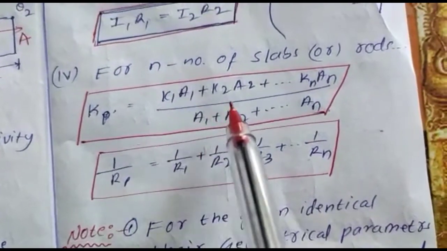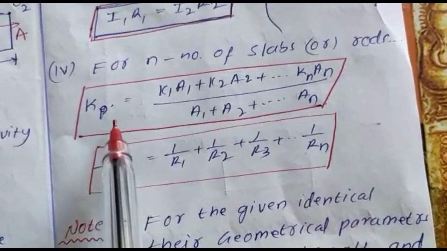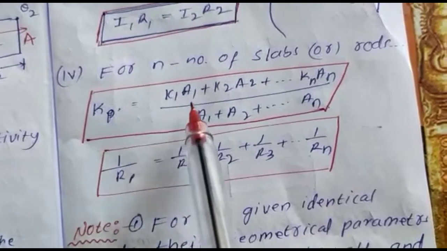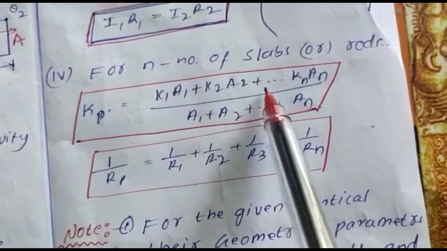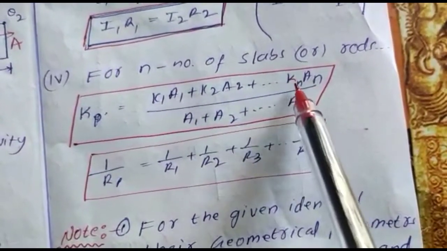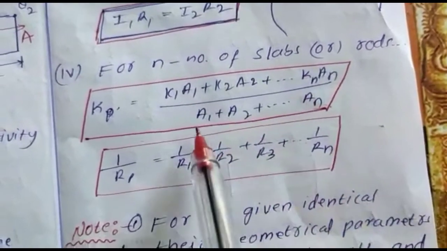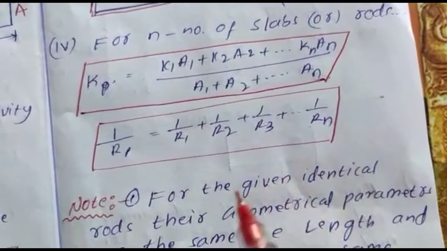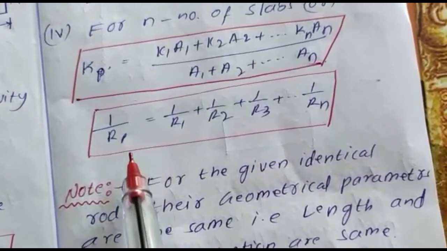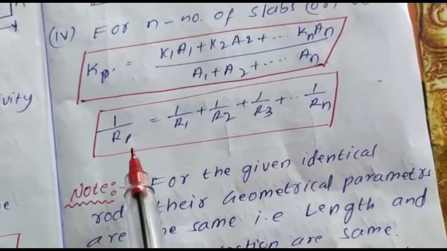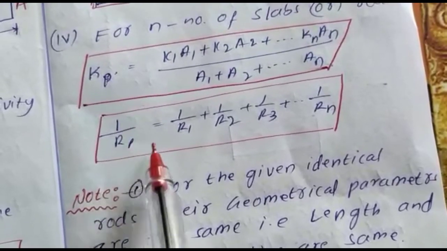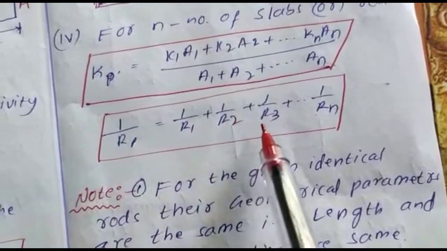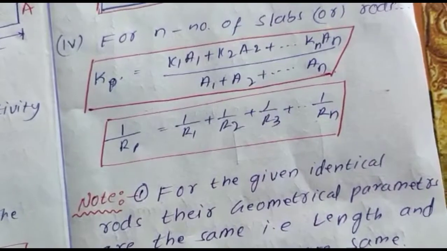For multiple rods, you just add extra terms. Kp is equal to K1 A1 plus K2 A2 plus K3 A3 plus K4 A4 and so on up to Kn An, divided by the total effective area, that is A1 plus A2 plus and so on. And for many rods, the effective thermal resistance is 1 by Rp equal to 1 by R1 plus 1 by R2 and so on up to 1 by Rn.